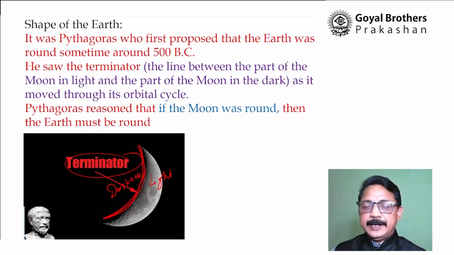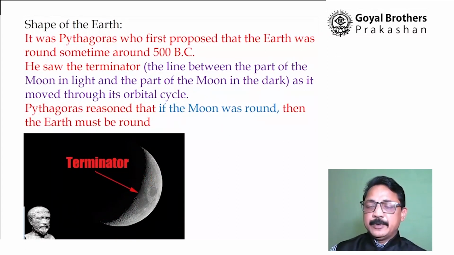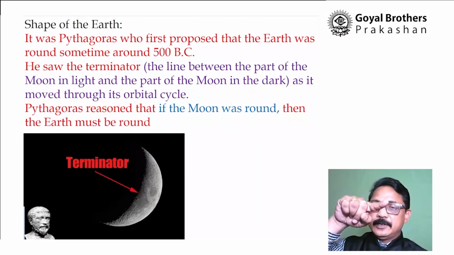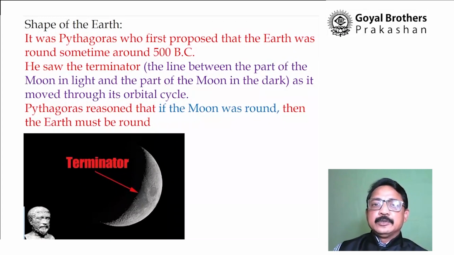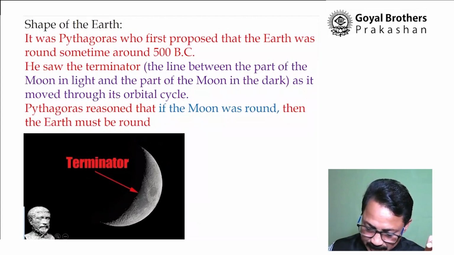So he got an idea that Earth must also be spherical in shape because it is casting the shadow which is having a circular shape. So this is how he was the first one to propose it.